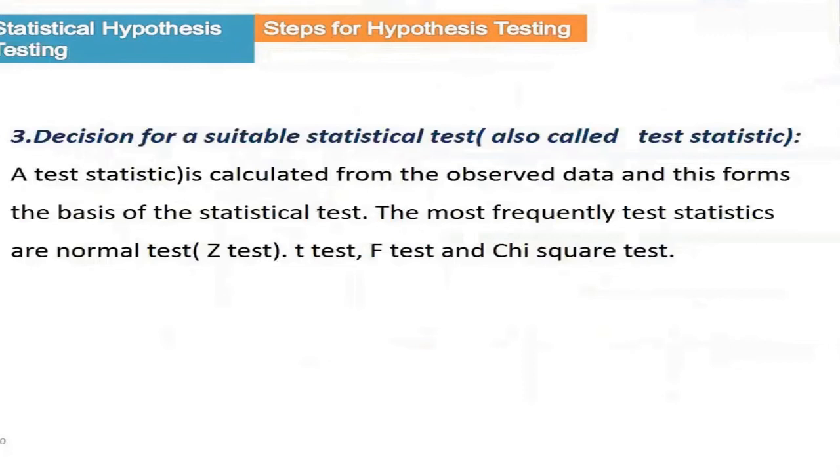Then third step, we have to calculate some statistical formula. We have to find the test statistics from the observed data, and depending on our null hypothesis, we have to use some test statistics. The most frequent test statistics are normal test, t-test, f-test, and chi-square test. There are also some other tests, but these are the most commonly used statistical tests that you have to calculate from the sample data.